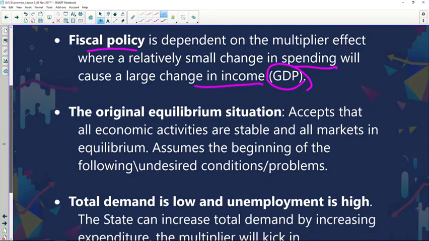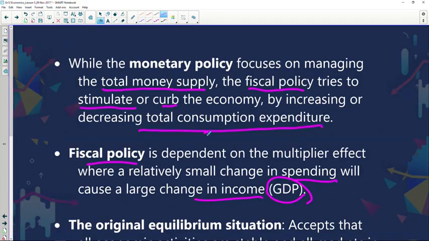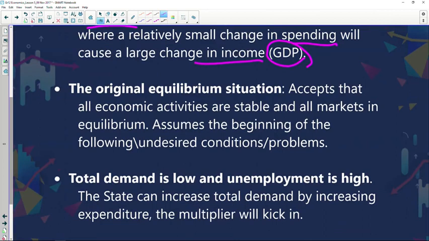And now let's look at the original equilibrium situation. Here we assume that all economic activities are stable and that all markets are in equilibrium. So that's the original equilibrium solution.